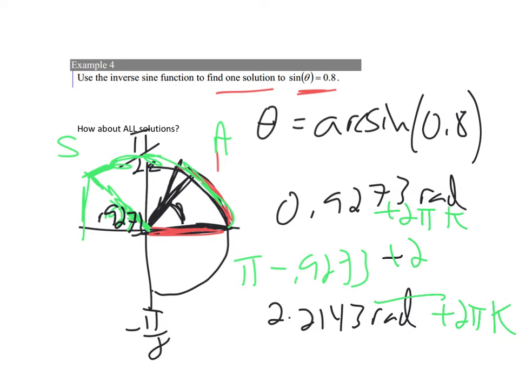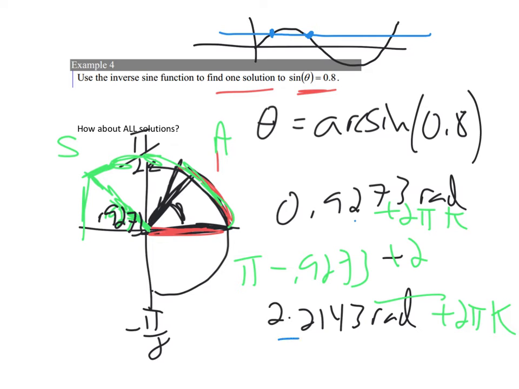And if we were to graph this, if we were to go grab Desmos, I don't have it ready yet, so I'm not going to do it. If we were to graph a sine function, and then we graphed the equation y equals 0.8, we could see that this intersection would be the 0.9273. This intersection would be the 2.2. And then this one would be whatever 2 pi plus 0.9273 is, right? And then so on and so forth.